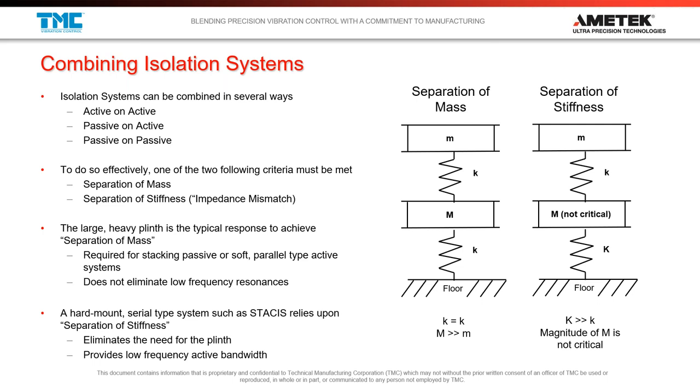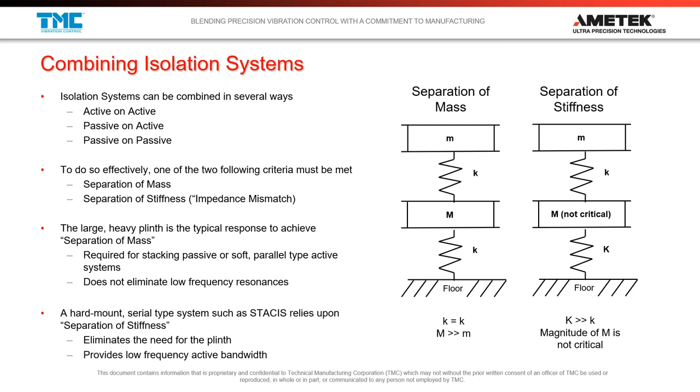You can stack an active system inside a tool on an active system below it on a platform. That's done all the time. You can put a passive system inside an instrument on top of an active system on a platform. That's done all the time. And you can put a passive system on top of a passive system. That used to be done all the time, but we're seeing it less and less because passive systems have resonances at low frequencies, and if you stack them, there's nothing you can do about it. To do it, you have to achieve one of two criteria: either a separation of mass or a separation of stiffness.